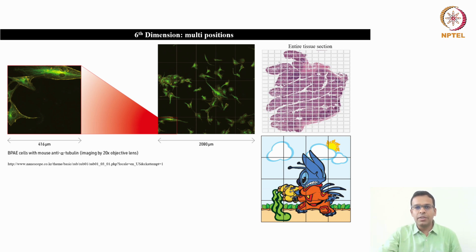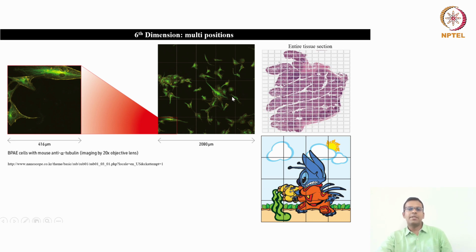So each of these squares is a 4D image, and then you combine all the images into one picture to make one larger image. This is known as 6D imaging. The sixth dimension is the position.